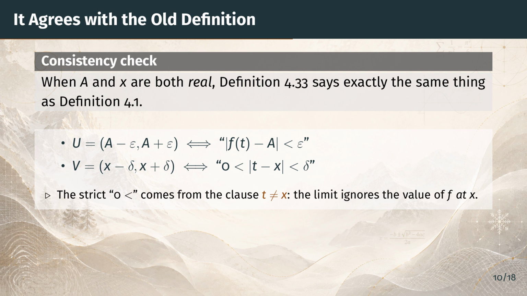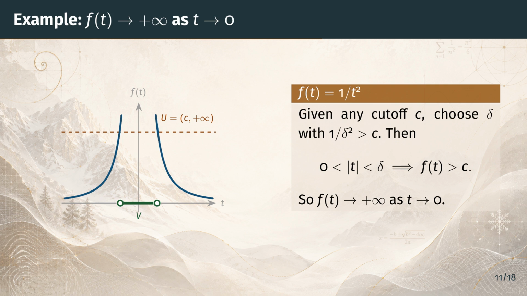So the new definition reduces word for word to the old epsilon delta definition. Nothing was lost. Let's make the infinite case concrete with a picture. The blue curve is the graph of f of t equals 1 over t squared. As t approaches 0 from either side, the curve climbs without bound.